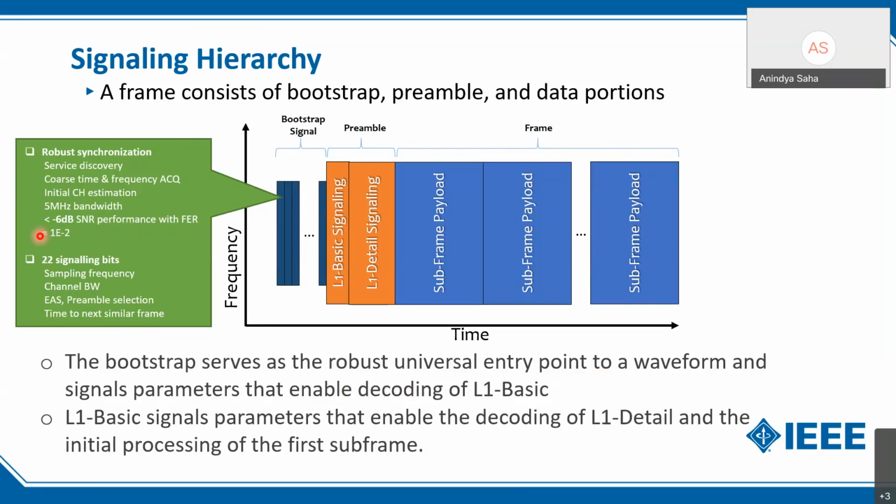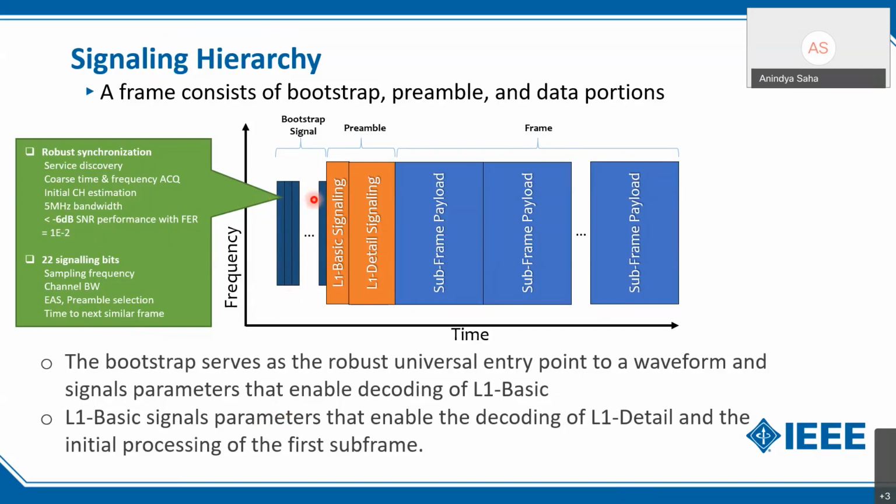The other important thing about the bootstrap, which I wanted to mention, is that it is very robust. It works pretty much 6 dB below the noise floor with a frame rate of 0.01. That means that even if the signal is buried under noise, a receiver can demodulate it. So that really talks about the robustness of the signal. Usually it consists of 4 to 5 symbols.